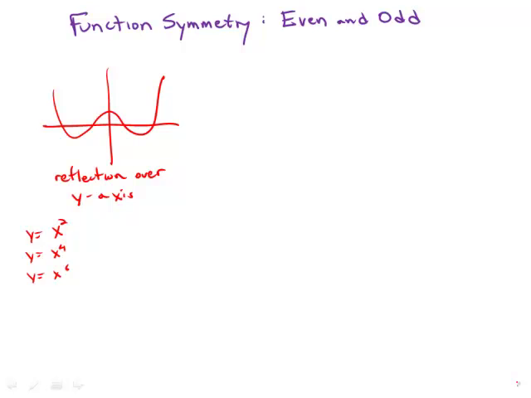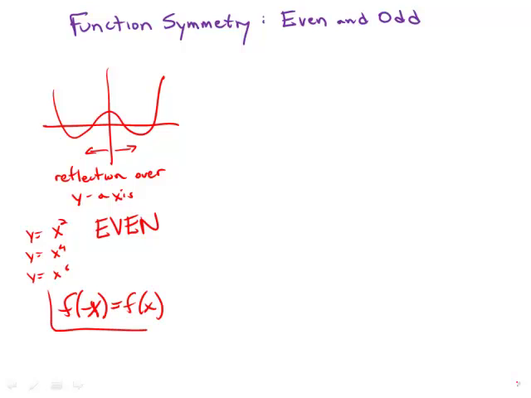And this is why we call this kind of function symmetry, even symmetry. And notice it has the quality that if you go to the left a certain amount or go to the right a certain amount, you'll get the same output. So in other words, f of negative x equals f of x. That's an enormously important algebraic formulation of the symmetry. Now, of course, we can't have reflection symmetry over the x-axis because if something were symmetrical over the x-axis, it wouldn't pass the vertical line test, it wouldn't be a function.